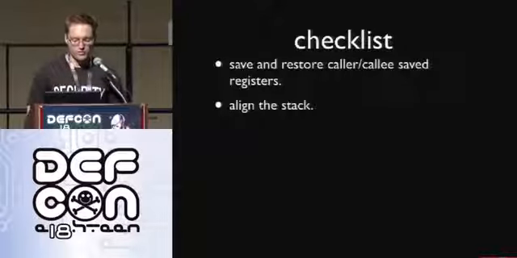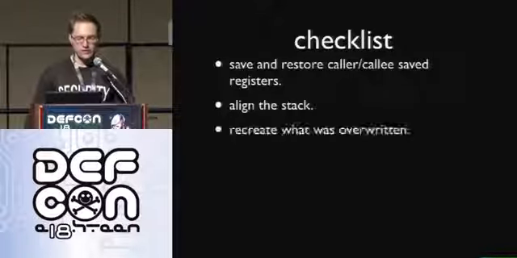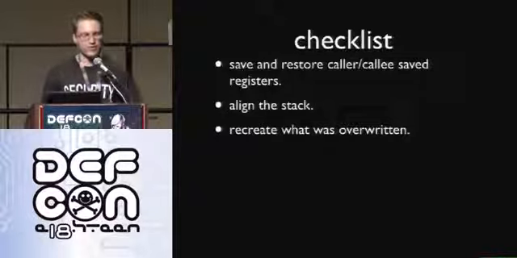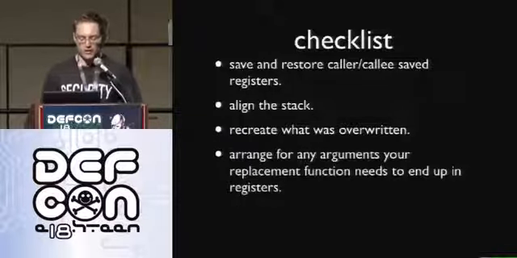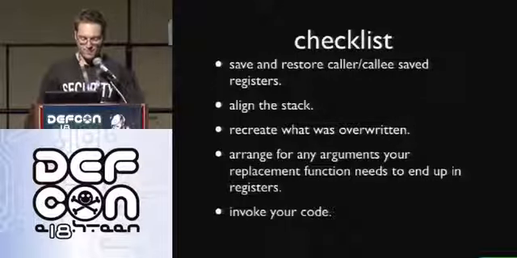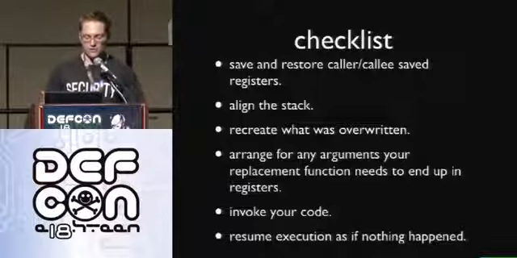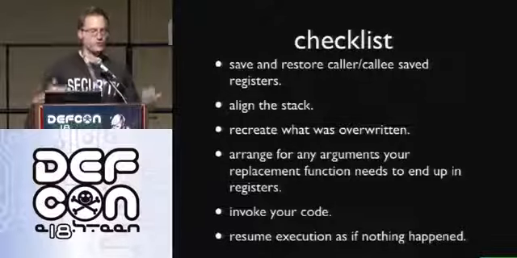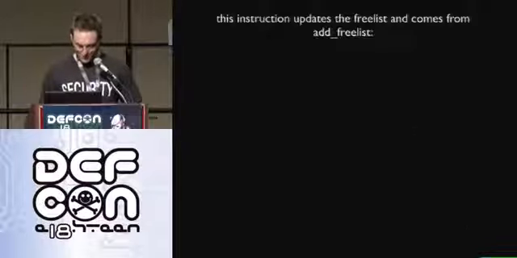We need to save and restore any registers. We need to align the stack. We need to regenerate the instruction that we're overwriting. We need to arrange for any arguments that we care about to end up being put in the right register so they get passed to the function. We need to invoke our code that does whatever it's going to do. And then we need to resume execution as if nothing happened.